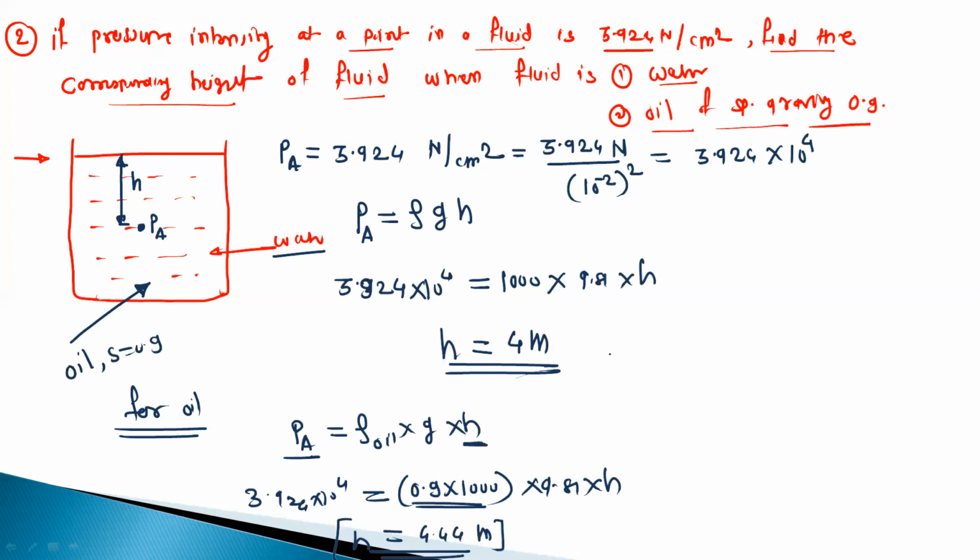Okay. So for the water at 4 meter height, we will have the pressure equal to this value. And for the oil at distance 4.44, we will have the same pressure. Okay.